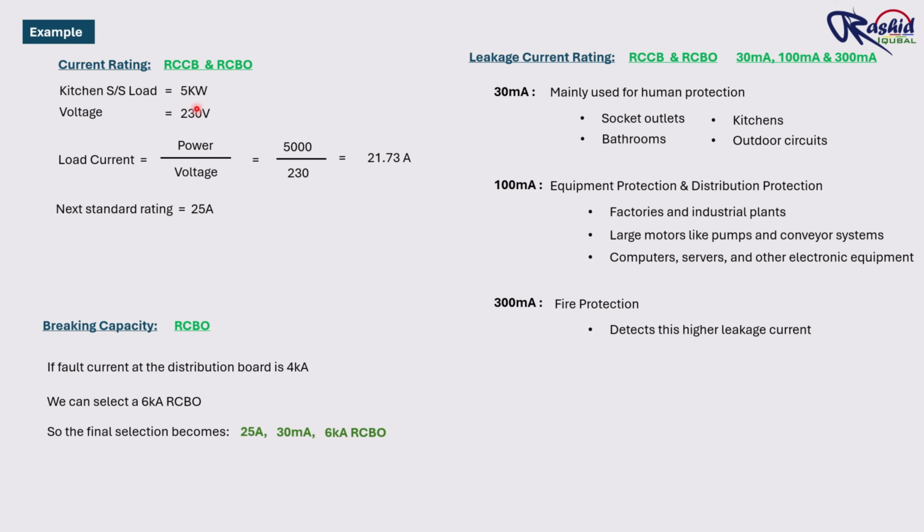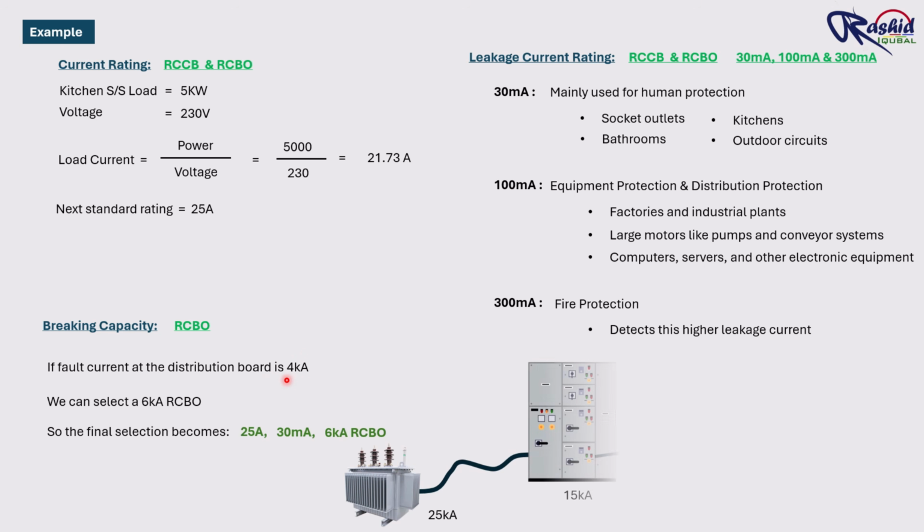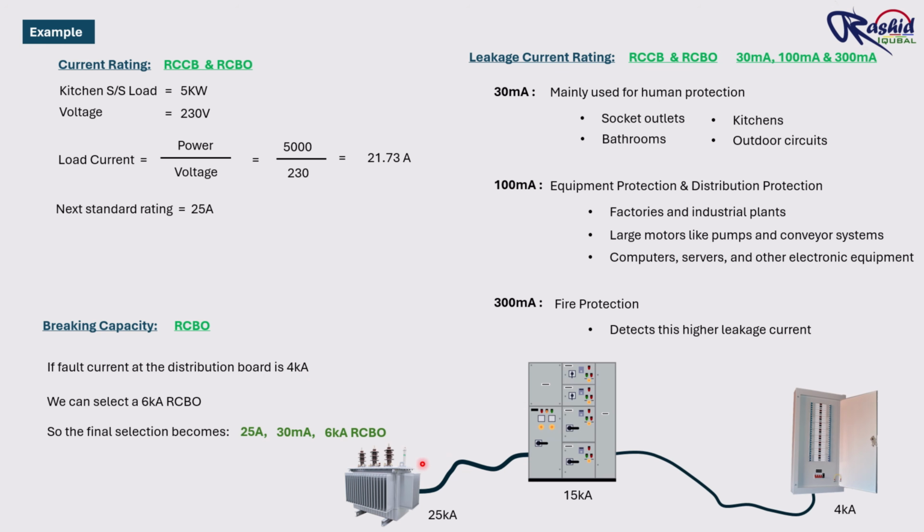Let me clear one more thing. Maybe you have a doubt why we use a fault current of only 4 kiloampere when the transformer fault current is much higher. The reason is that as we move away from the transformer, cable resistance and impedance increase, which reduces the available fault current. That is why the fault current at the distribution board is usually lower than the transformer fault current. So if you want to learn how to calculate short circuit current at DB level step by step, I have already made a detailed video on this topic. You can find the link in the description, or you can visit my channel.